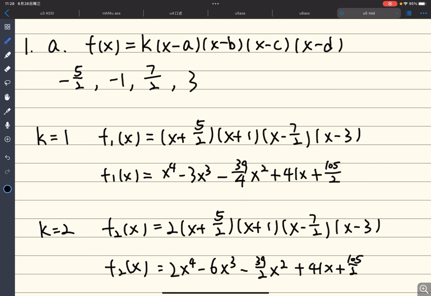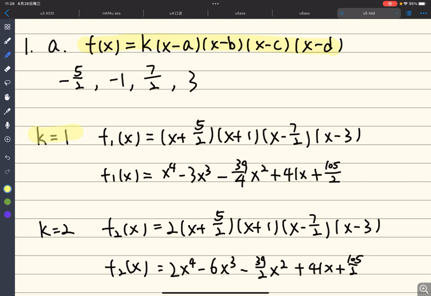A quartic function with zeros a, b, c, and d can be written in the form f(x), where k is a constant. Given the zeros -5/2, -1, 7/2, and 3, we can write two functions that belong to this family by choosing different values for k. We choose k equals 1 and k equals 2 for the two functions.